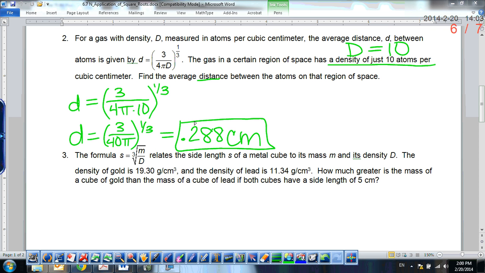All right, look at number 3. We are given a formula relating the side length of a metal cube to its mass and its density. Okay? We're given the density of gold and we're given the density of lead. And we want to know how much greater the mass of a cube of gold is than the mass of a cube of lead if they both have a side length of 5. So what is that 5 that we are given? S.